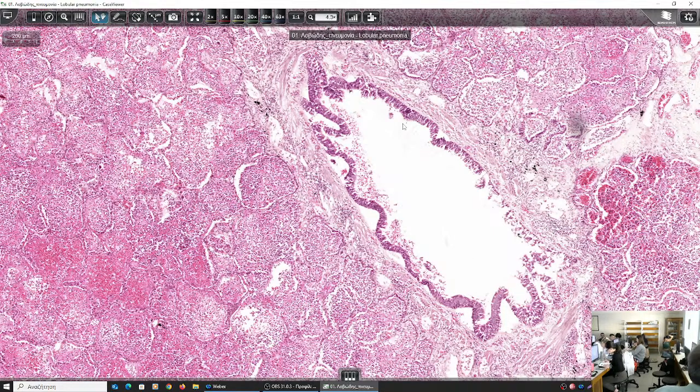It's a gland. That's right. That's the correct answer. This is a glandular structure because it has a lumen and a well-formed lining. Looking at the lumen, the epithelial lining is cylindrical epithelium.